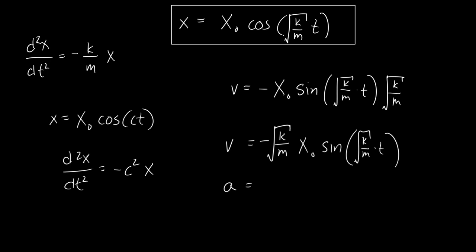Taking the next derivative to find the acceleration, the negative persists. I'm just going to pull out another square root of k over m, so this will just be k over m times x naught cosine.